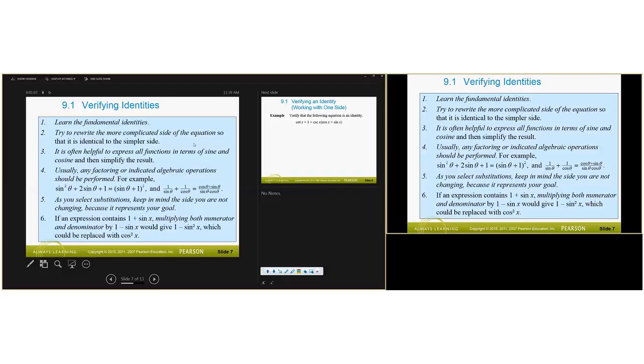Remember your shortcuts. A squared plus B squared is equal to C squared. Well, what is this right here? Shortcut number what? Shortcut number 1, A plus B quantity squared is equal to A squared plus 2AB plus B squared.